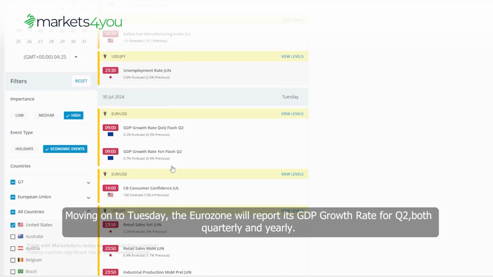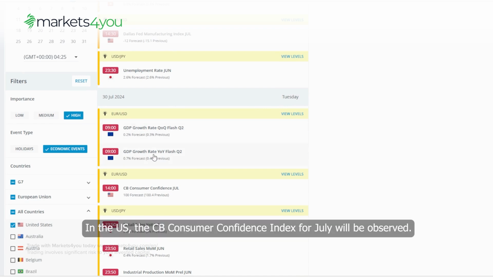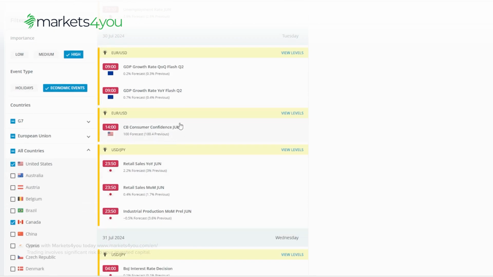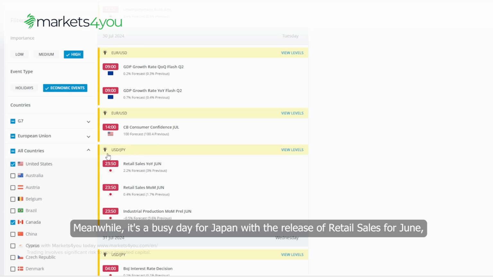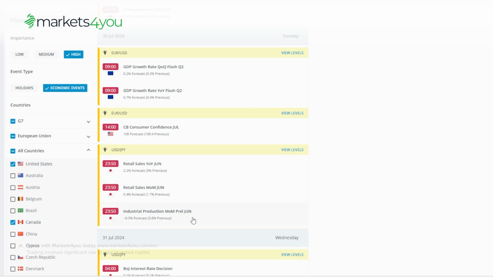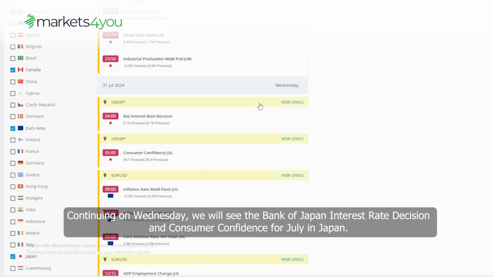Moving on to Tuesday, the Eurozone will report its GDP growth rate for Q2, both quarterly and yearly. In the US, the CB Consumer Confidence Index for July will be observed. Meanwhile, it's a busy day for Japan with the release of retail sales for June, both monthly and yearly, and industrial production for June.